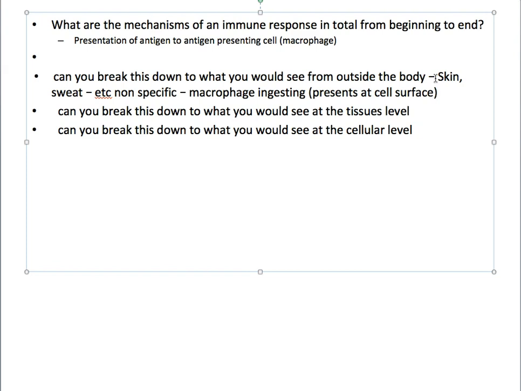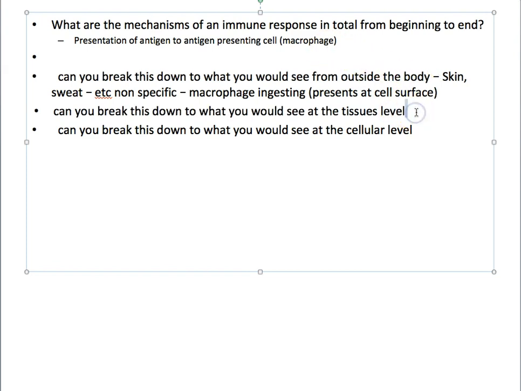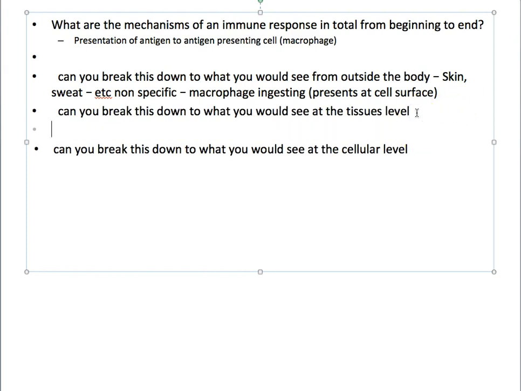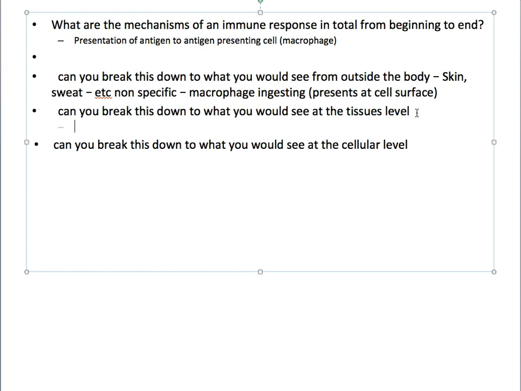So your skin's actually doing most of the work here. Sweat and the materials that are found inside sweat will do the next layer. Should something get through, macrophages and all of your clotting mechanisms obviously are going to stop some amount of materials that get into the body. Now, can I break this down to what I'd see at the tissue level? Well, what I'm asking you here is, let's go like that. What I'm asking you here is what's happening at the lymph node.